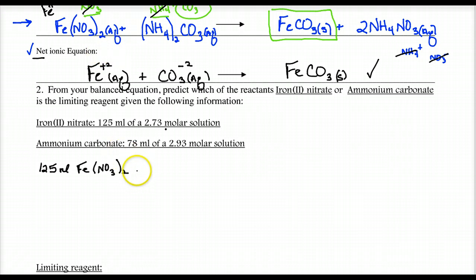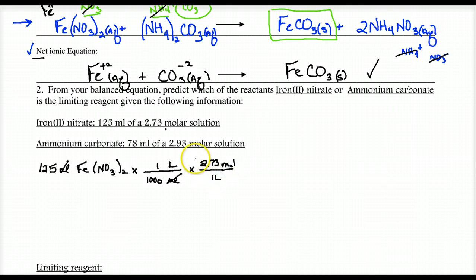So the first thing I'm going to do is go into liters. You may say, why am I going into liters? Well, eventually I want to get into moles, and molarity is moles over liters. So let's go into liters: 1,000 milliliters is 1 liter. And now I'm going to use, and this is new, molarity. 2.73 moles of it is in 1 liter.